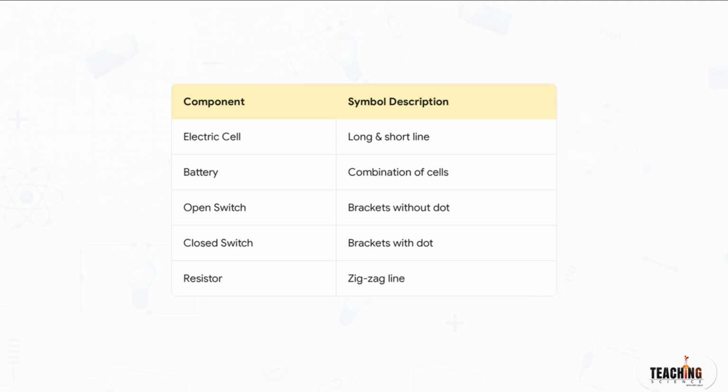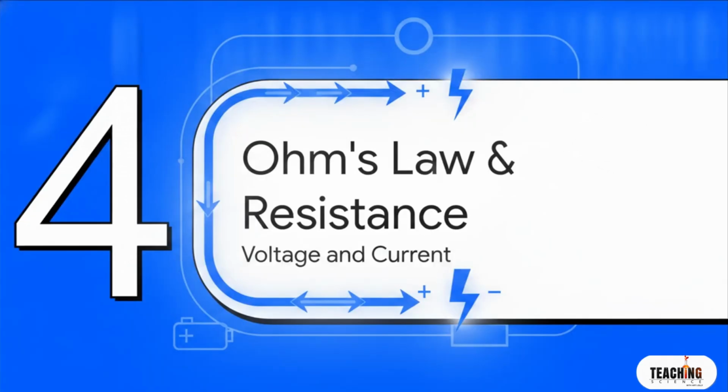But brackets with a dot, that means the switch is closed and the circuit is complete. And finally, see that zigzag line? That represents a resistor, which is exactly what we're going to talk about next. That brings us perfectly to part 4, Ohm's law and resistance. This is where we finally bring voltage and current together.